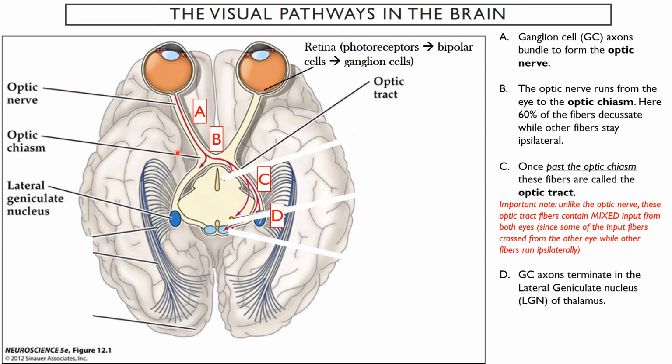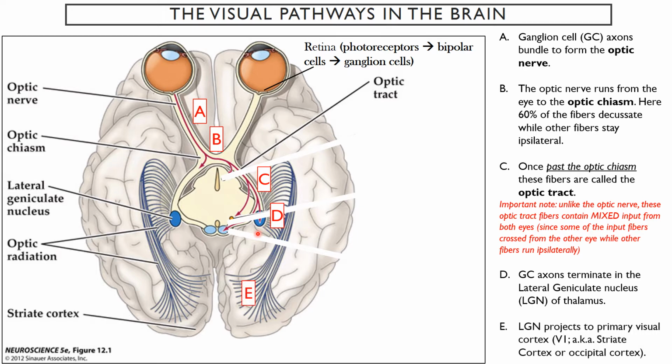The main visual pathway that we're going to be talking about involves the ganglion cell axons terminating in what's called the lateral geniculate nucleus. So 40% ipsilateral ones end on the ipsilateral lateral geniculate nucleus, 60% end up on the contralateral lateral geniculate nucleus, or the LGN. Then from there, the LGN projects to the primary visual cortex, also known as striate cortex. This is known as the optic radiation. So there's a big projection that comes from the LGN and then projects out into the visual cortex.